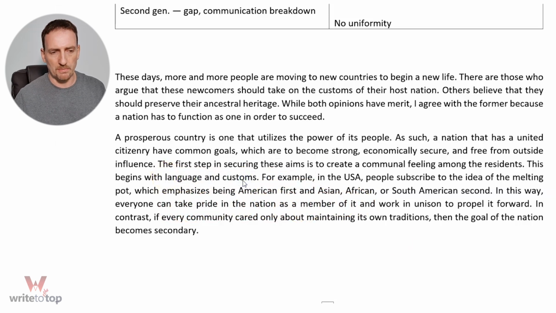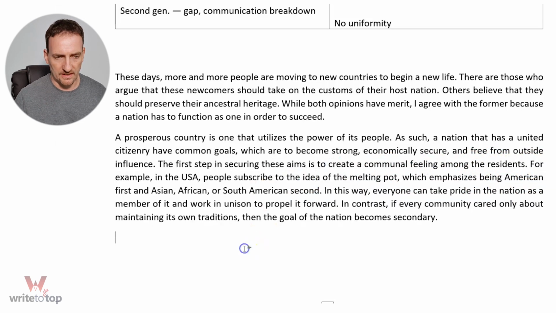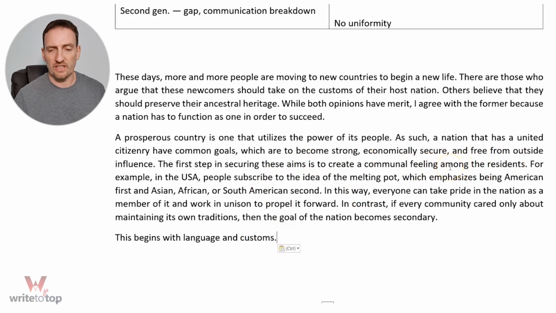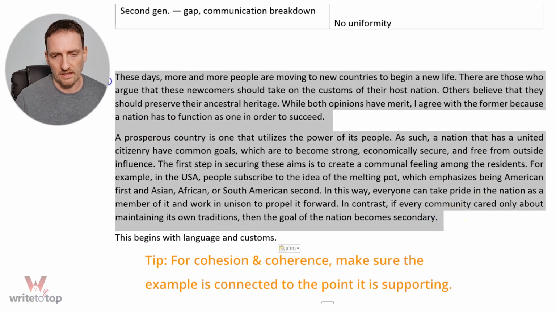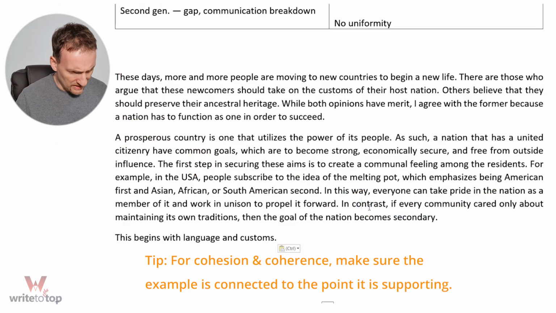But I mentioned something about language and customs, so I should probably give an example of these as well somewhere, right? Communal feeling. Okay, I'm going to take this out, in fact. I'm going to put it here, maybe use later. So communal feeling, and the example of the communal feeling is the melting pot, so make sure your ideas connect. Let me just see how many words I have here so far. 181. 185.